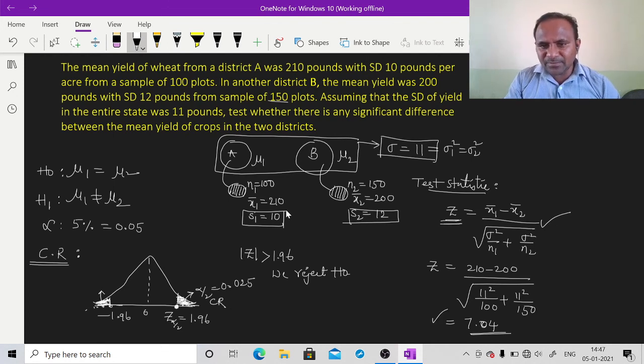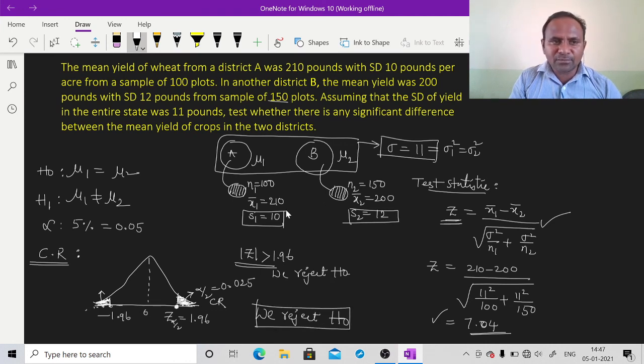Now you can compare these two values. Our z value has become 7.04, which is obviously more than 1.96. So our decision is that we reject the null hypothesis, we reject H0. So the claim that there is no significant difference between the two mean yields of the two districts, that statement is false. That statement is to be rejected at the 5% level of significance. I mean, our test process is correct about 95%.